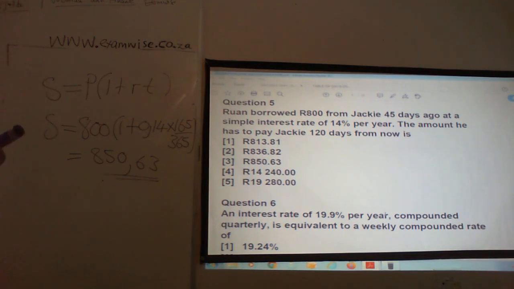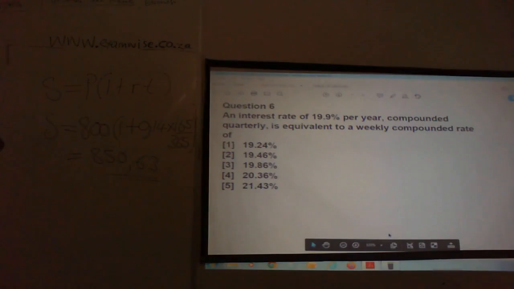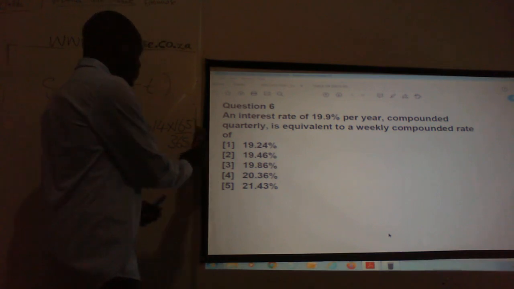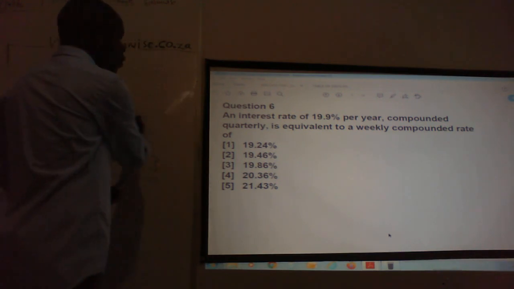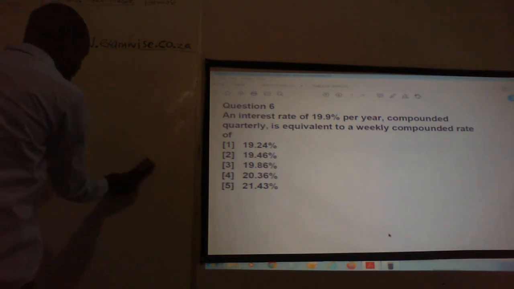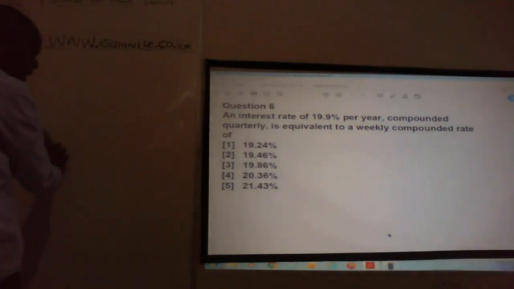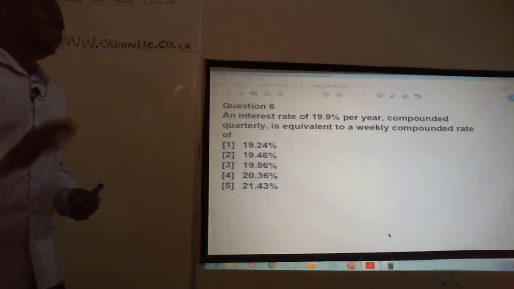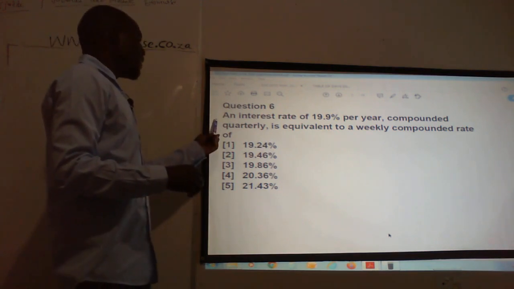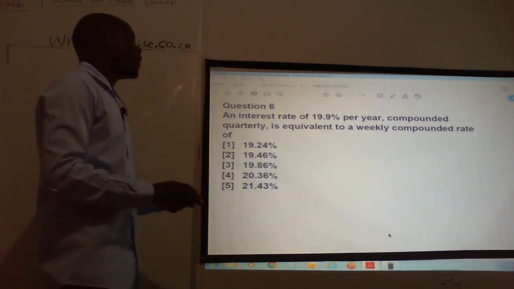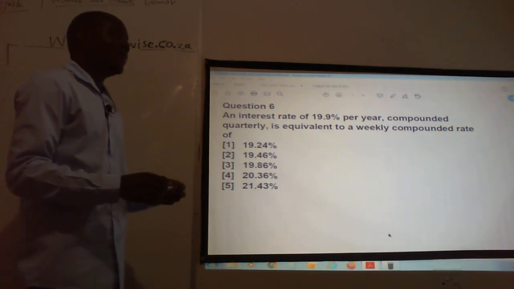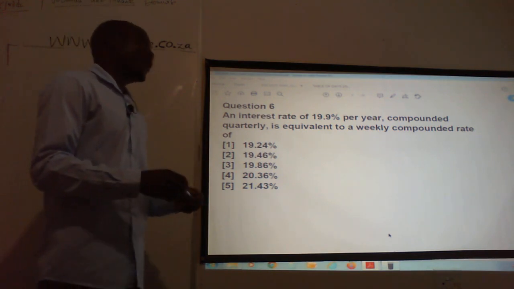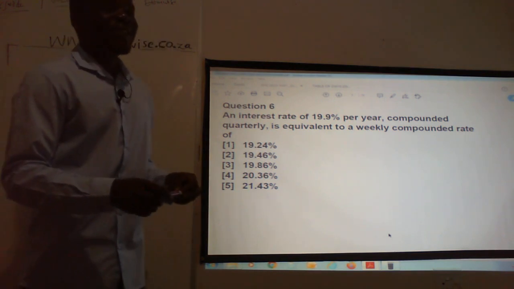So let's go to question number 6. Question number 6 says an interest rate of 19.9% per year compounded quarterly is equivalent to a weekly compounded rate of what?